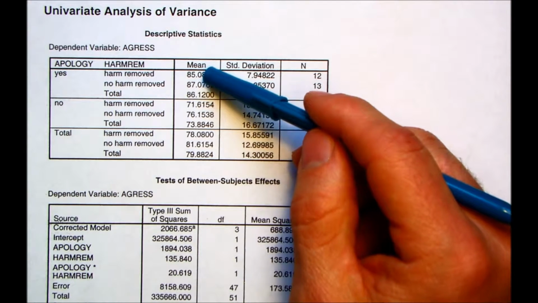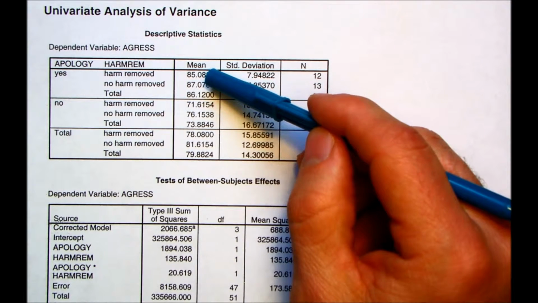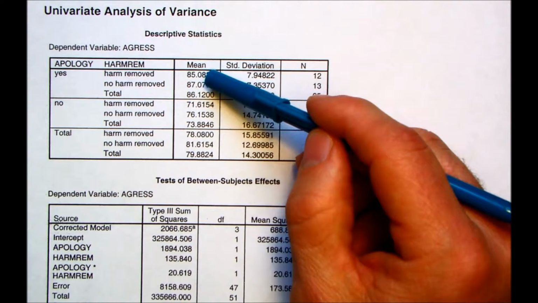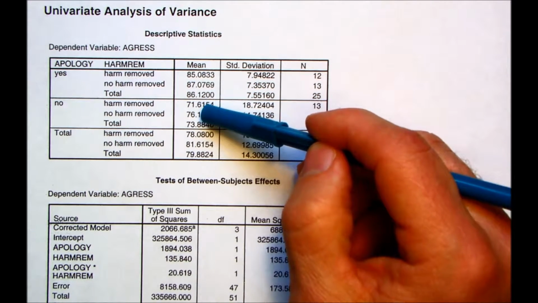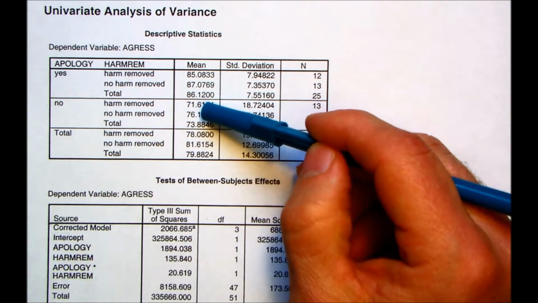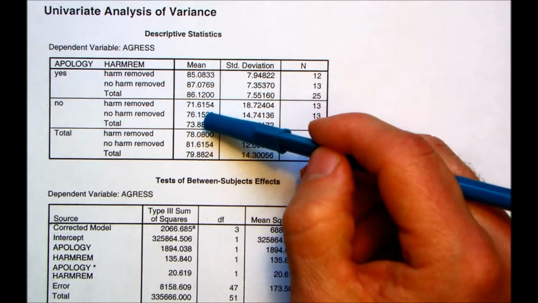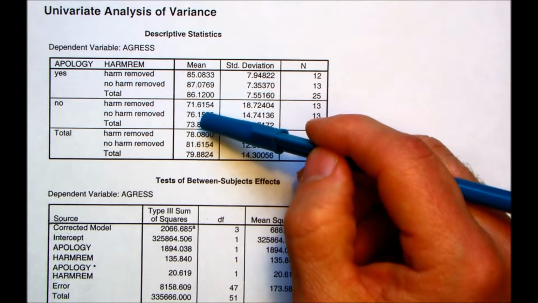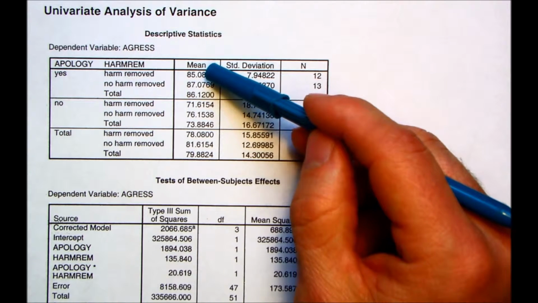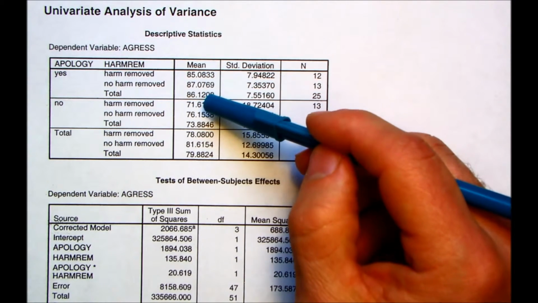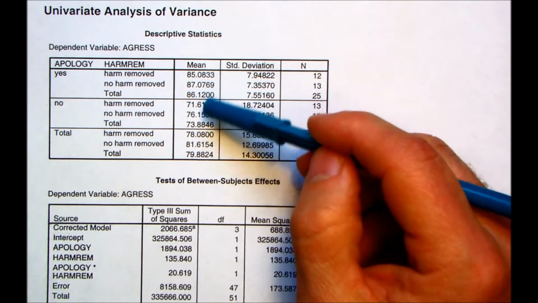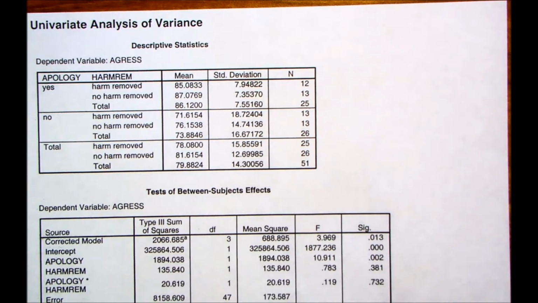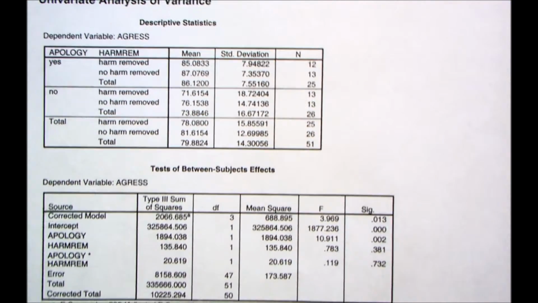So you can see here that in the apology condition, they gave higher ratings on average to the research assistant. There was less social aggression, if you will. Then in the no apology condition, you see that there's lower ratings here. We don't know if that's statistically significant or not yet, but we can see that there are differences there. We can also see that there's not a lot of differences in terms of the harm removal here, and there's a little bit here for the harm removal, and we get the overall ratings here for the differences in the harm removal to look at the impact of that.